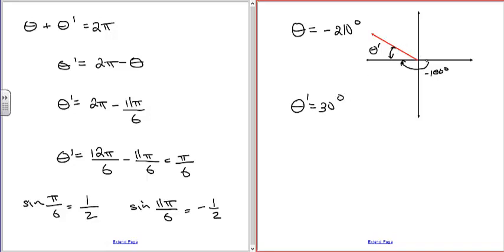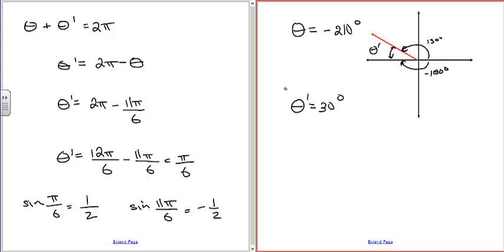You can also think of it as negative 210 is the same as going the other direction. You get to the same point. So if this is negative 210, then 210 plus something gives me 360, which would be 150, I think. This is 150 degrees to get the same point. So 150 plus 30 gives you 180. So you just have to think about what's going on here.